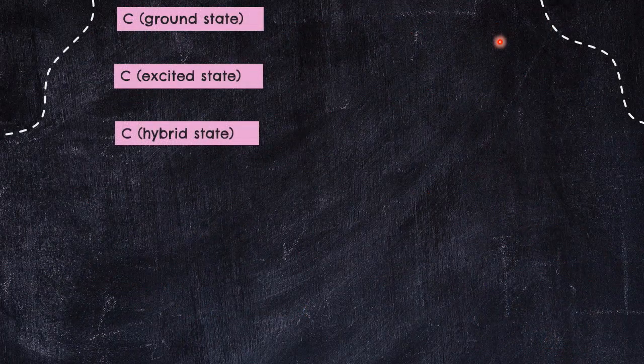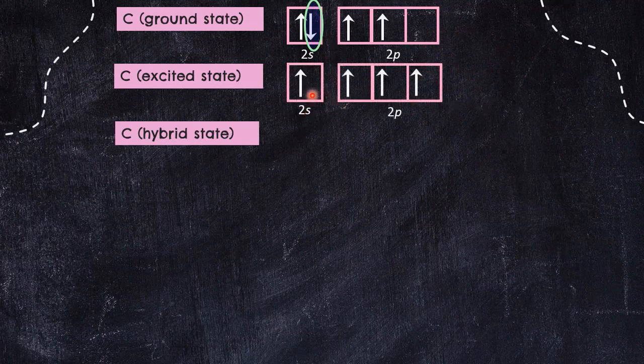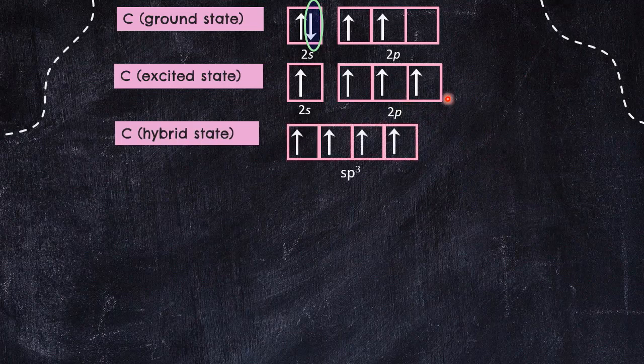Carbon with valence electronic configuration of 2s2 2p2 contains 1 lone pair and 2 single electrons in its ground state. So from the information we have gathered just now, carbon requires 4 single electrons to form 4 sigma bonds. So one of the lone pair electrons in the 2s orbital will be excited to a higher energy level of the 2p orbital like this. So we now have 4 single electrons. And then these 4 single electrons will combine to form the sp3 orbital of carbon.